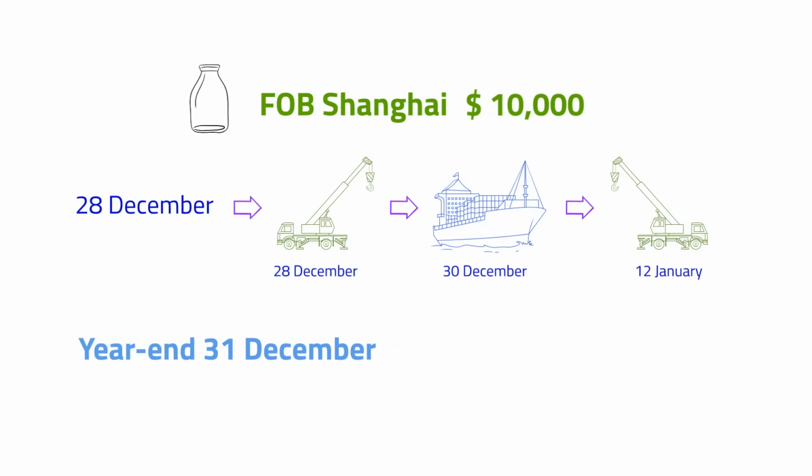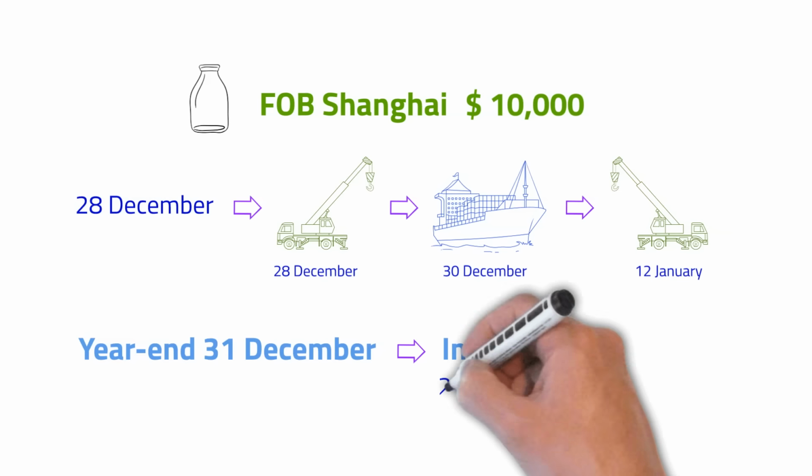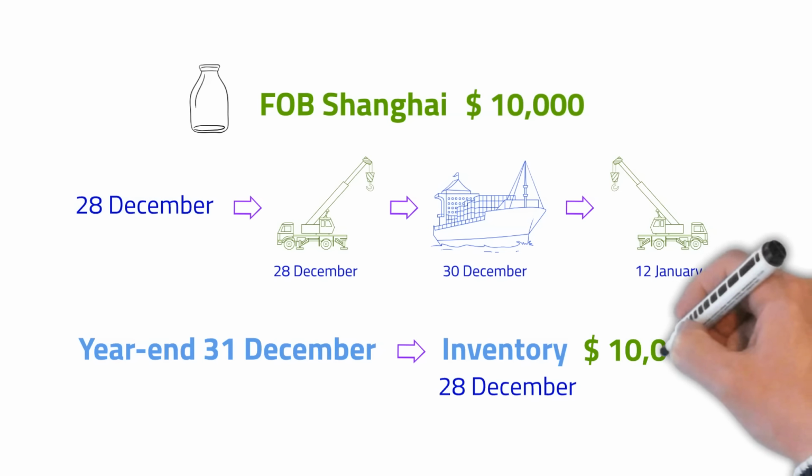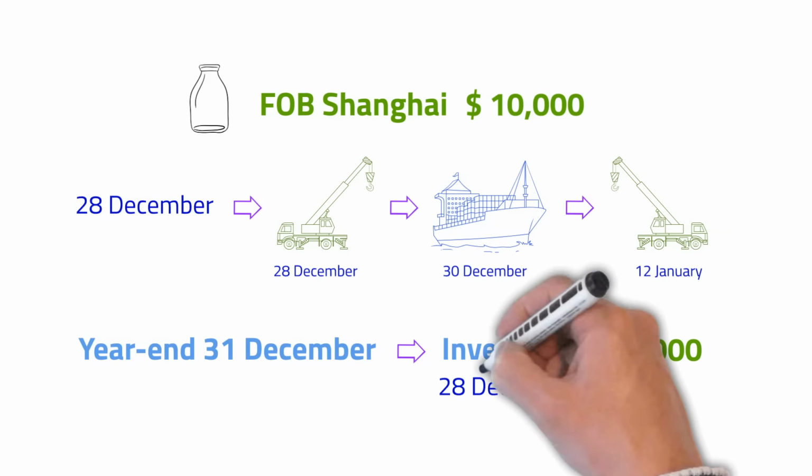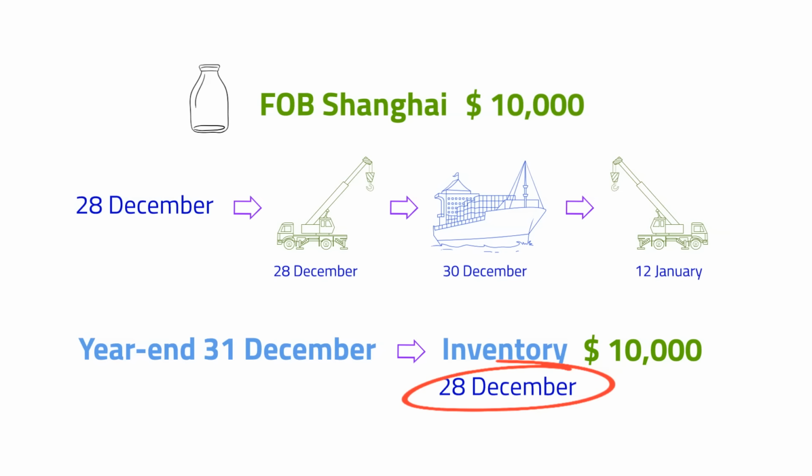On the 28th of December, risk and control passes to us. Therefore, we recognize inventory on the 28th of December at $10,000 and show goods in transit at year-end. We do not wait for arrival. The seller also derecognizes on the 28th of December and records the sale if other revenue criteria are met.